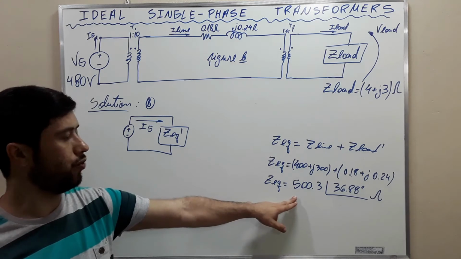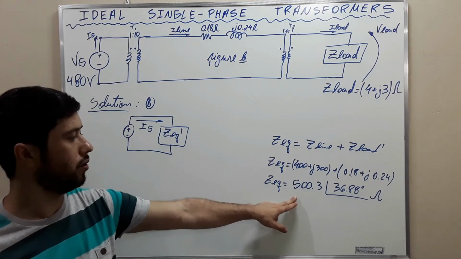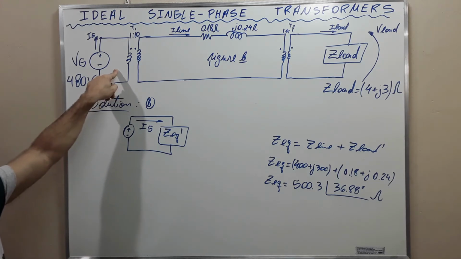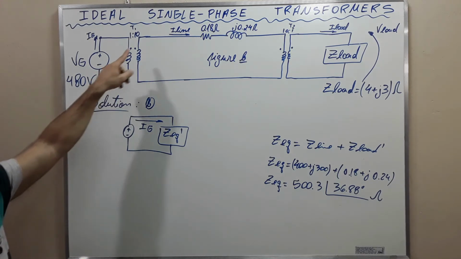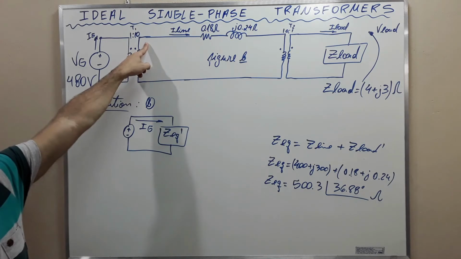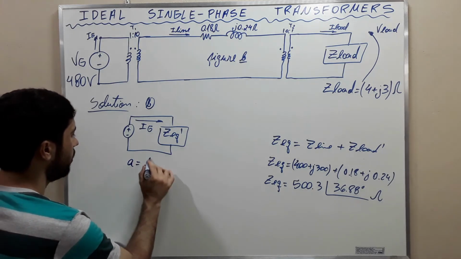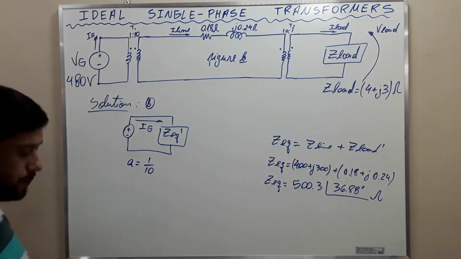Now we need to refer this to the region of the generator, and to do so we are going to use the turns ratio of the transformer. Now the turns ratio is 1/10.